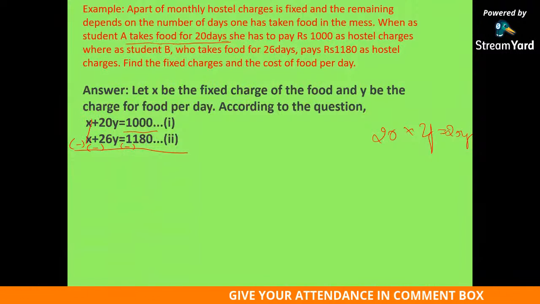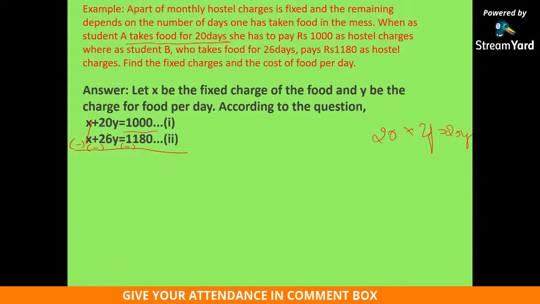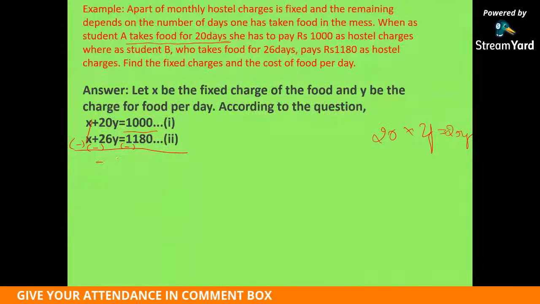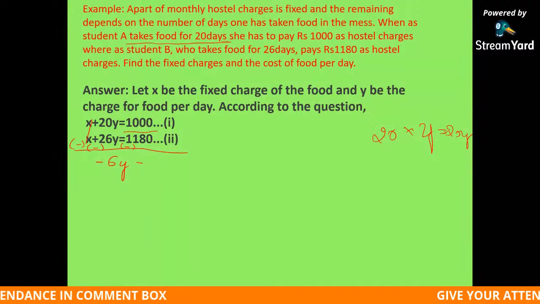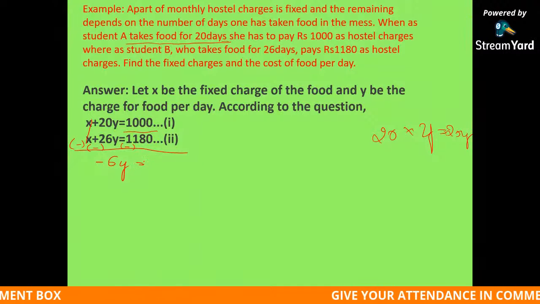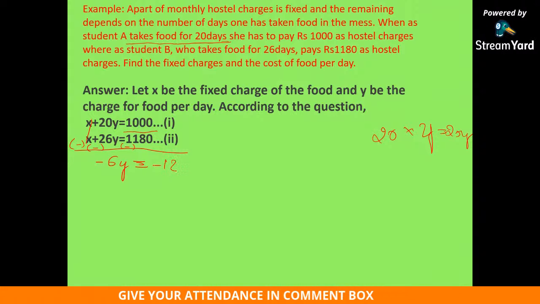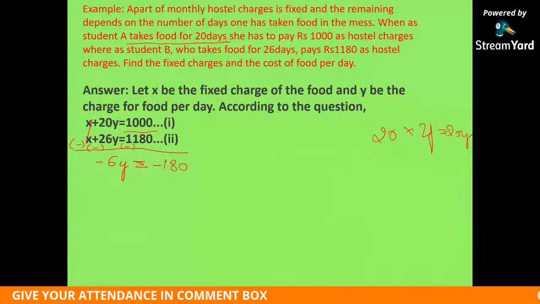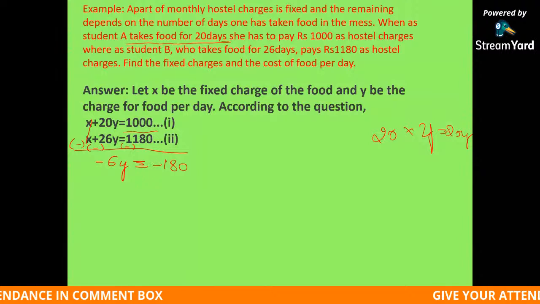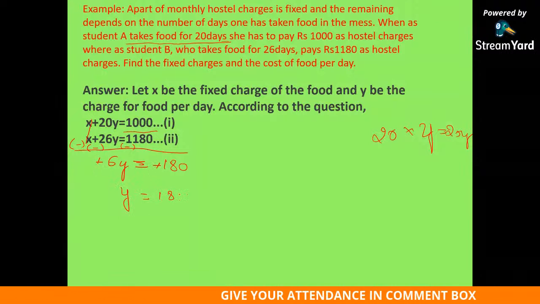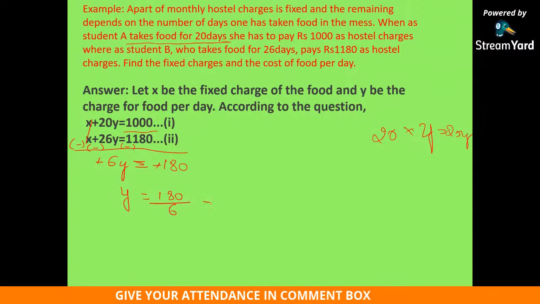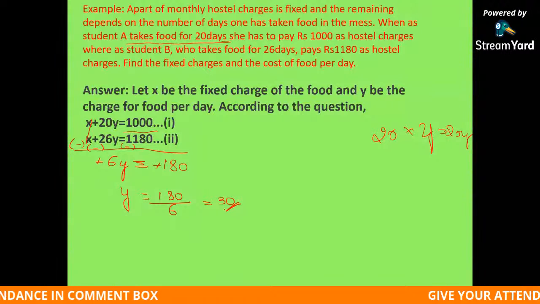See here, x minus x gets cancelled. 20 minus 26 is minus 6y, is equal to 1000 minus 1180. You are going to get minus 180. Then y is equal to 180 divided by 6, and y is equal to 30 rupees.